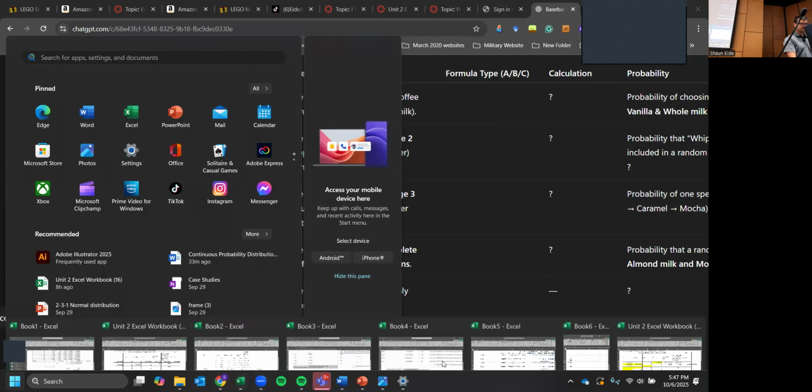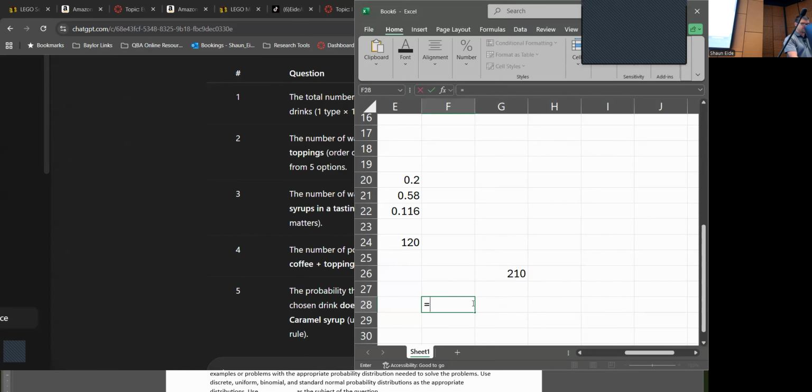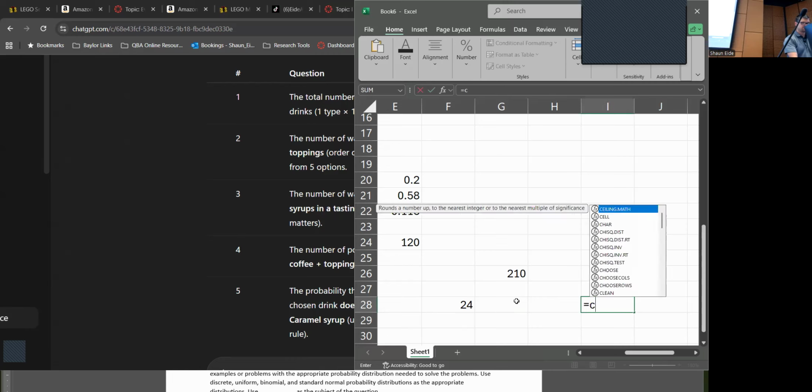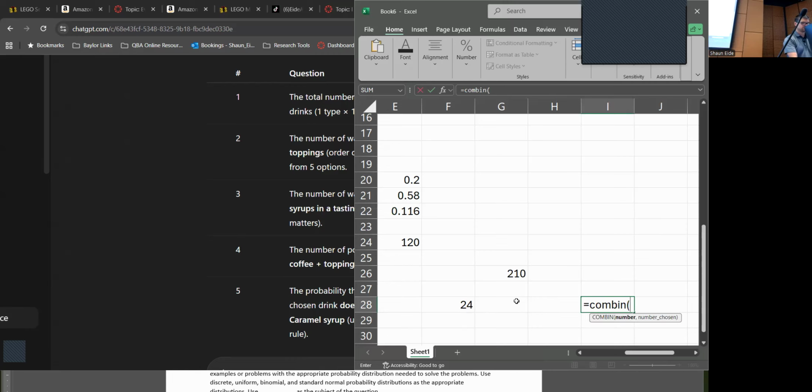So let's come right here. Equals permute 4, 3. So there are 24 different ways that I can arrange 3 syrups out of 4 when order matters. Okay. And then if I wanted to look at combination with 2 out of 5, there we go. And that's for permutation. Cool. Okay.